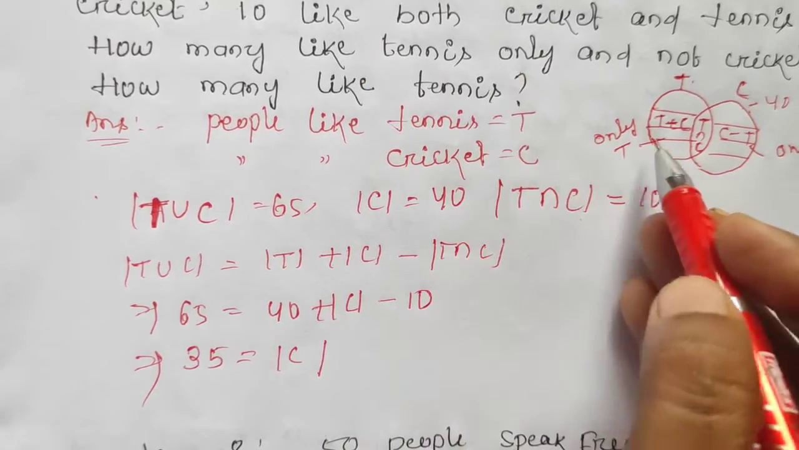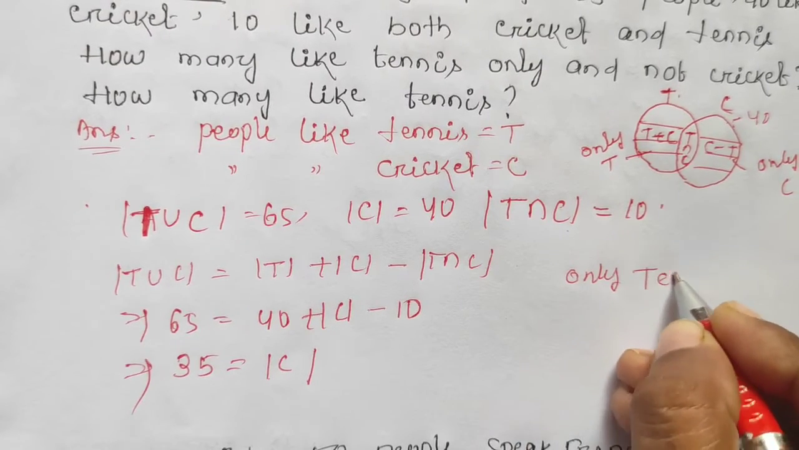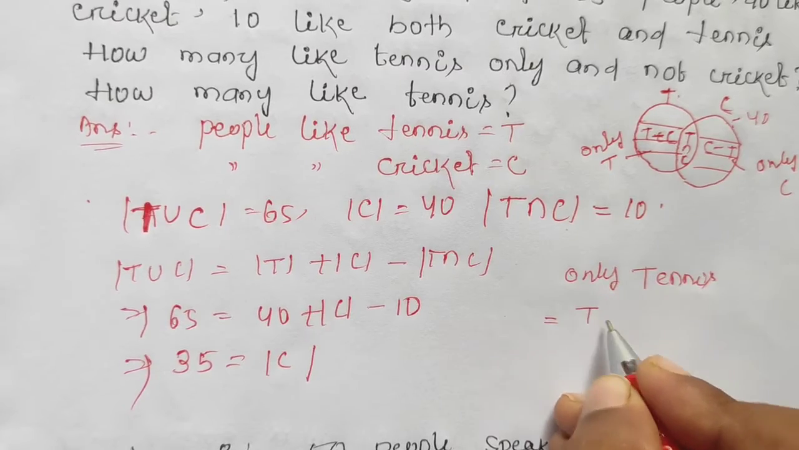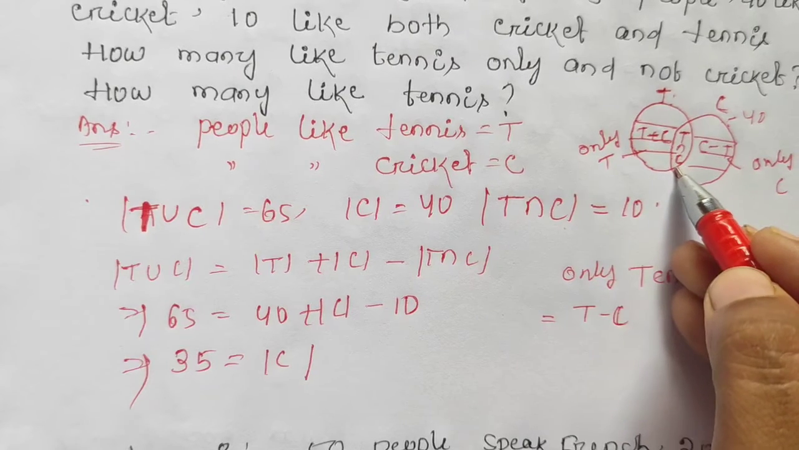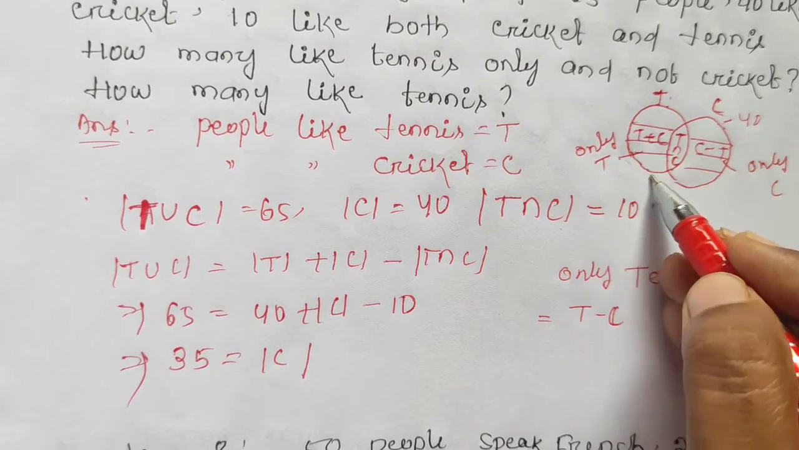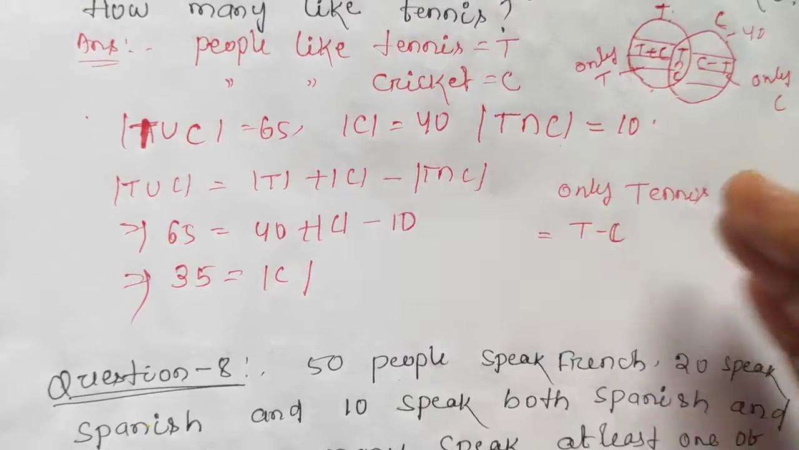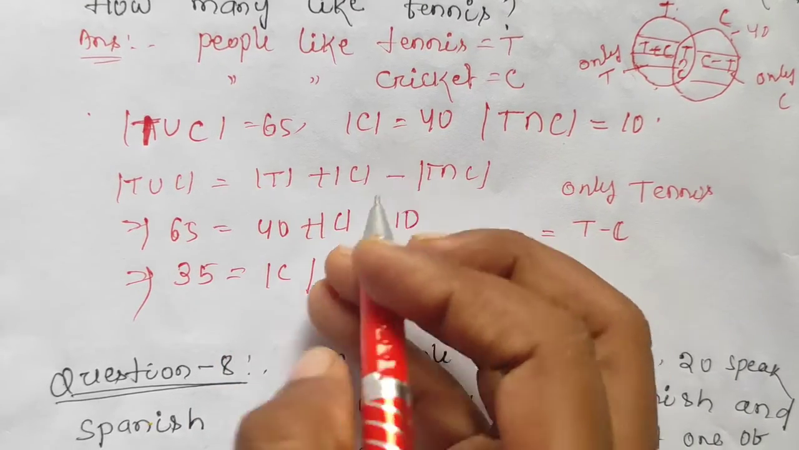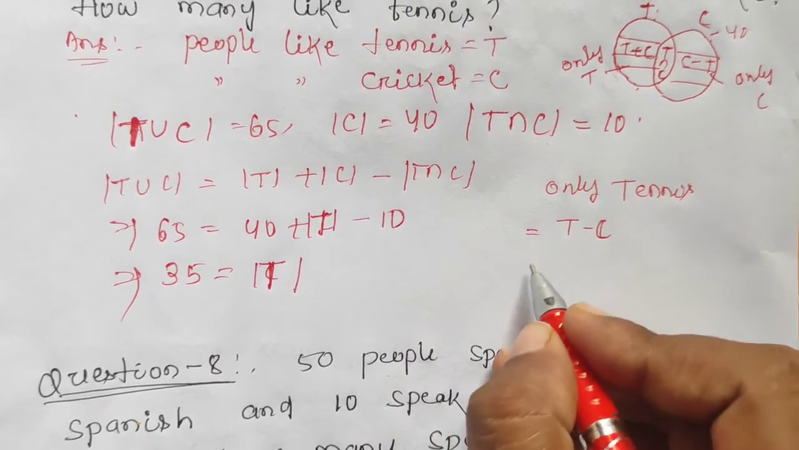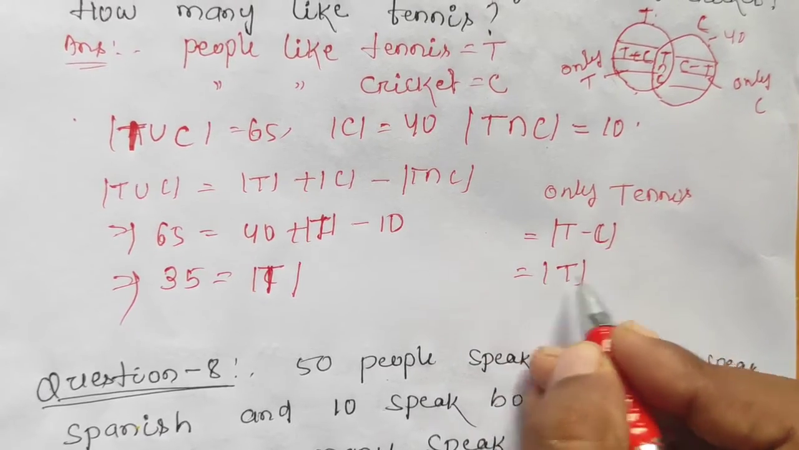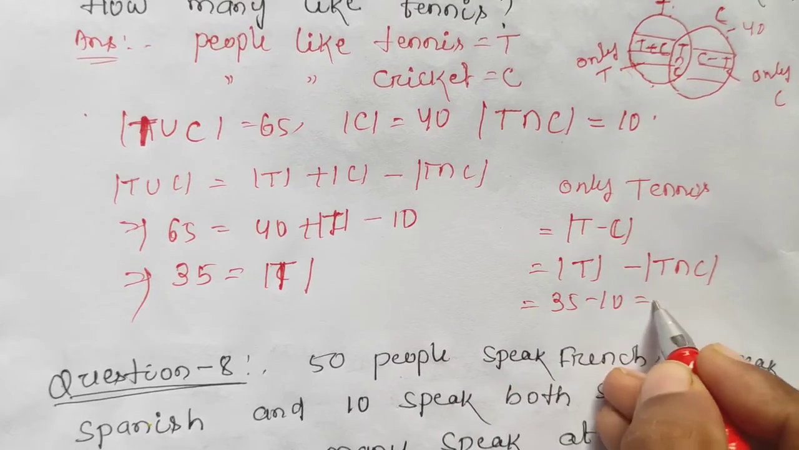How many like only tennis? Only tennis means T minus C. T minus C is equal to the whole T minus T intersection C. So the mod of T minus C is equal to T the mod minus T intersection C the mod. T the mod, 35, minus 10 is equal to 25.